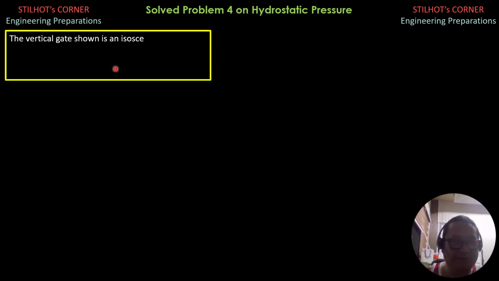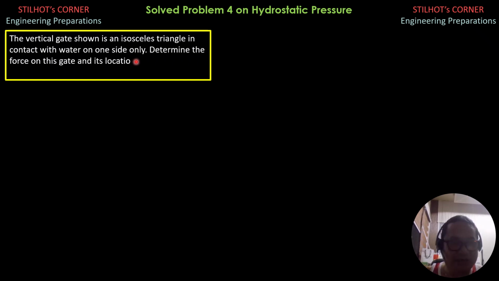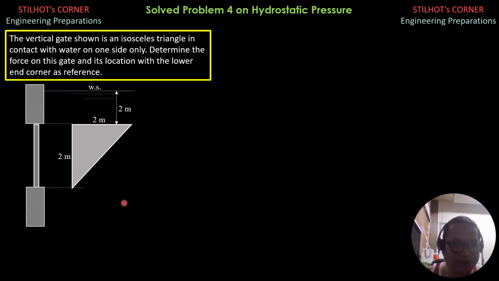Here is the problem. The vertical gate shown is an isosceles triangle in contact with water on one side only. Determine the force on this gate and its location with the lower end corner as reference. So here is the figure.